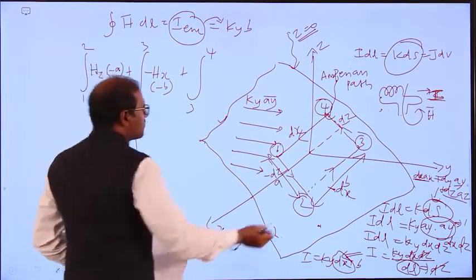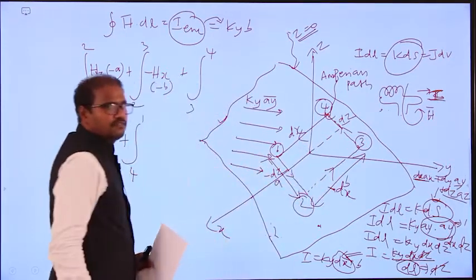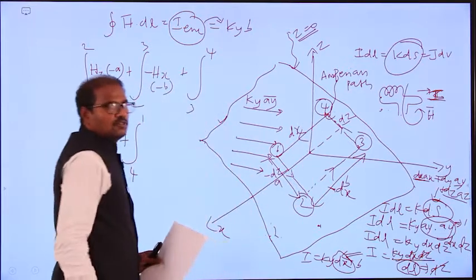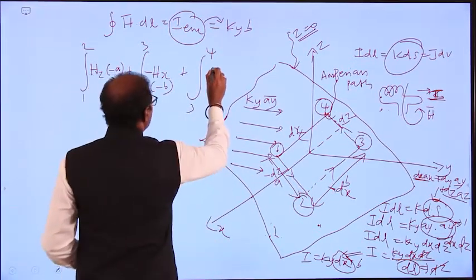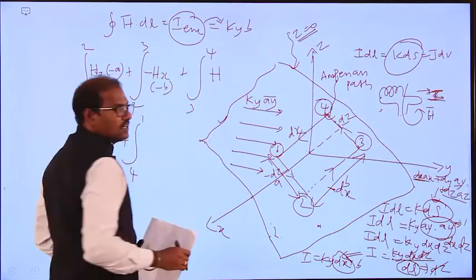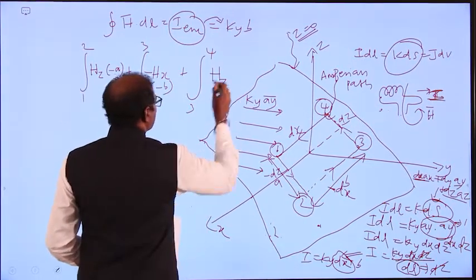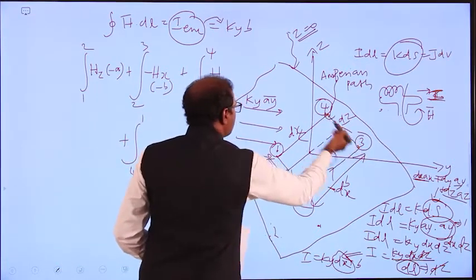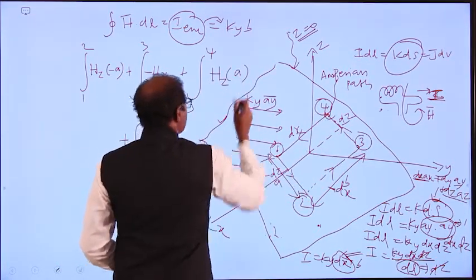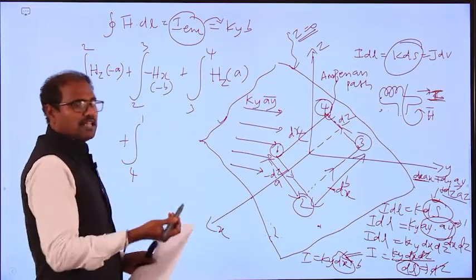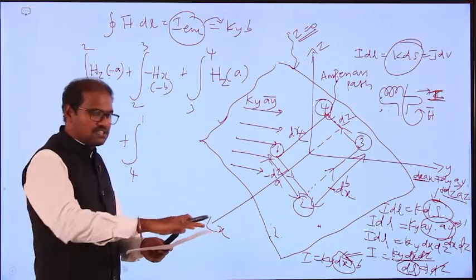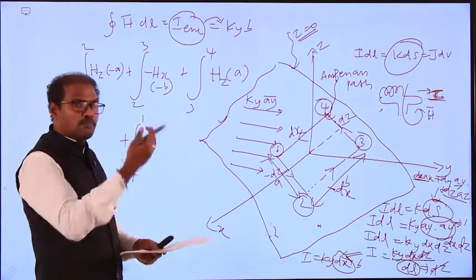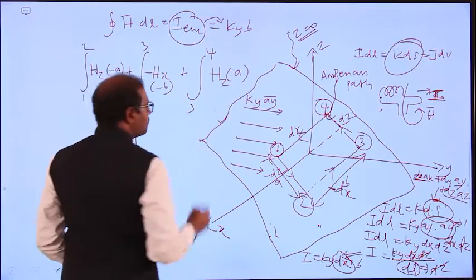Now we'll go to path number 3 to 4. Again we have to move upward. The magnetic intensity H moves upward, Hz. What is the dimension of this one? We can call this plus A, because it is moving upward above the sheet. I already told you we kept our sheet in the XY plane. So moving upward, plus A.